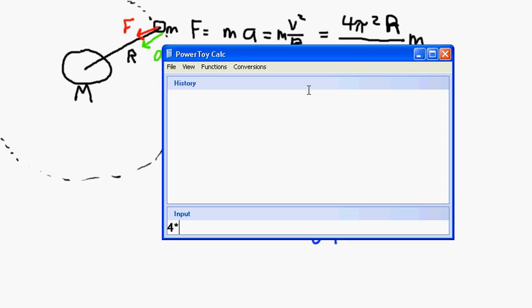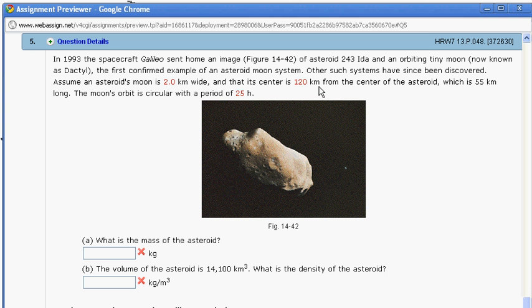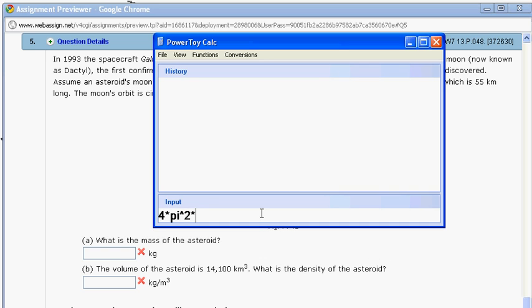4 times pi squared times... And the mass of the asteroid, oh, we don't have the mass of the asteroid. We have r cubed, and that's over G t squared. So r is the distance from the asteroid to the moon, 120 kilometers. So it's 120 kilometers times 1,000, so I'm just going to plug in 3 more zeros there to make it meters. Remember, we do everything in meters, kilograms, newtons, and seconds.